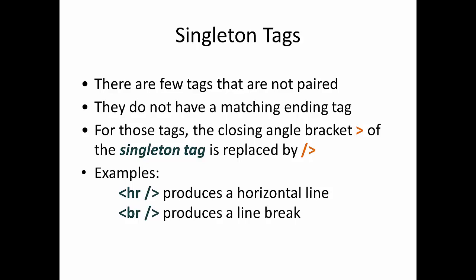Singleton tags, the ones that don't have a matching one. There are a few tags that are not paired. They do not have a matching ending tag. For those tags, the closing angle bracket of the singleton tag is replaced by a slash, then the angle bracket. An example is HR slash, which produces a horizontal line.